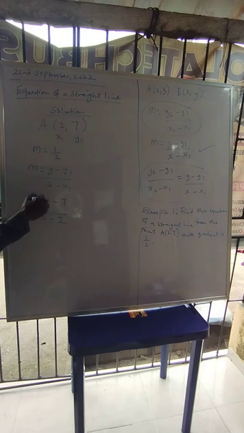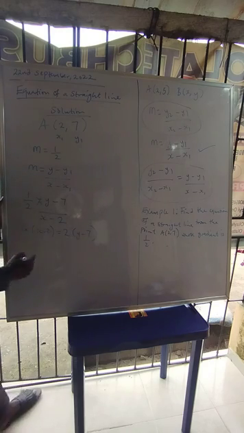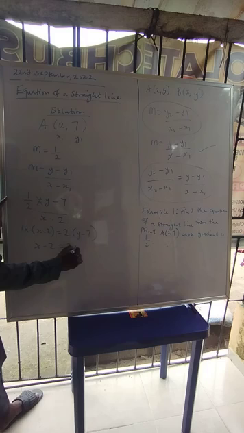So in this case, when you cross multiply, you have 1 multiplied by x minus 2, which is 2 multiplied by y minus 7. Then 1 multiplied by x minus 2 will give us x minus 2. And 2 multiplied by y will give you 2y. And 2 multiplied by minus 7 will give us minus 14.